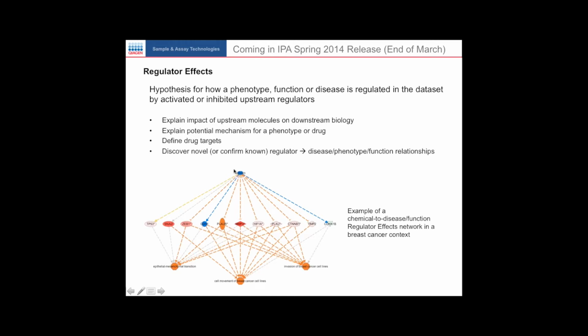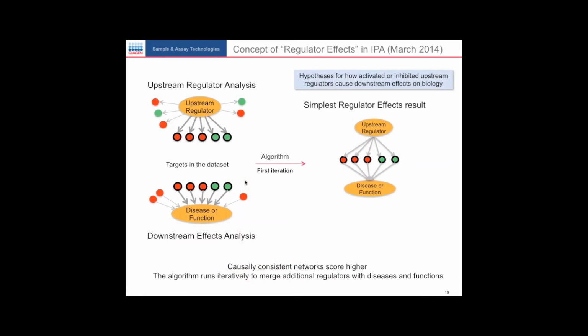And what I mean is something from here, an upstream regulator, down to a downstream effect. There might not be a known relationship, but your data set might be telling you that that's what's happening. This is a chemical to disease function. Well, let me go to the next slide. So let me talk about how this works. So it's simply integrating the two results, the upstream regulator analysis with the downstream effects analysis.